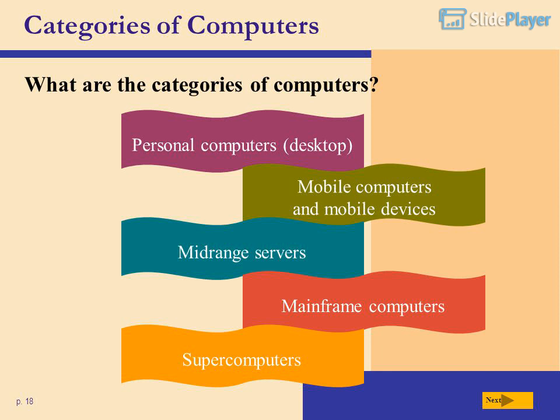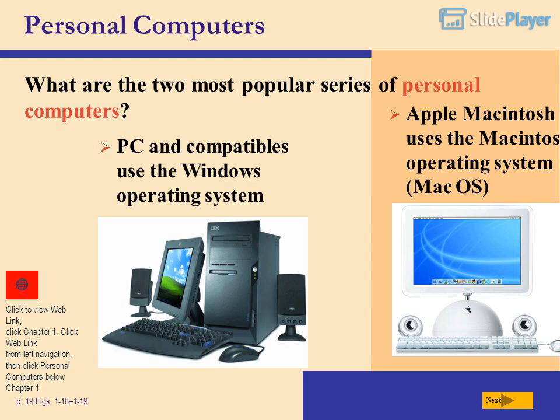Next, personal computers. What are the two most popular series of personal computers? Apple Macintosh uses the Macintosh operating system, Mac OS. PC and compatibles use the Windows operating system. Click to view web link, click Chapter 1, click web link from left navigation. Then click Personal Computers below Chapter 1.